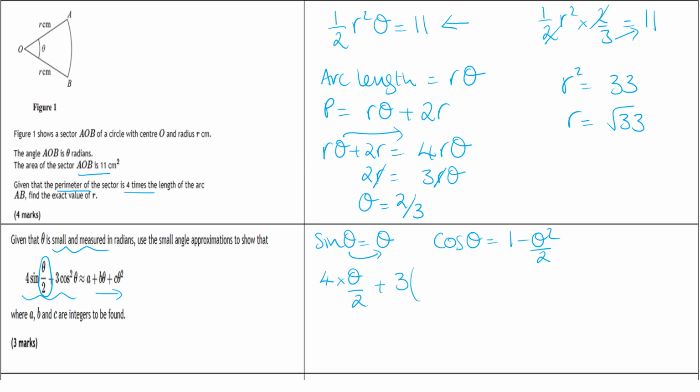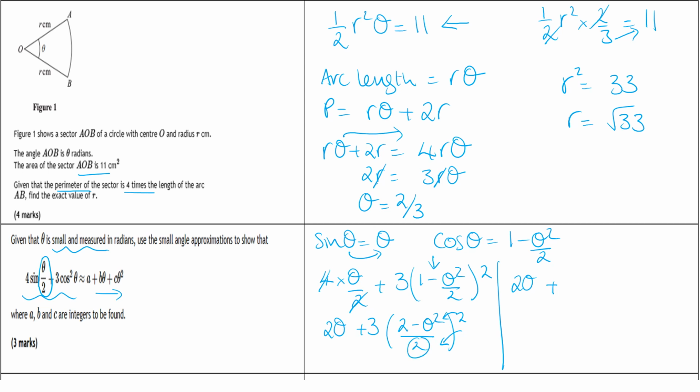3 cos squared, which is going to be 1 minus theta squared all over 2, all squared. So the 4 will cancel with the 2 and we'll get 2 theta plus 3. Now I'm going to make this in the bracket have a common denominator, so that will be 2 minus theta squared all over 2, and that's all squared. So we need to square the top and square the bottom. So this is going to be 2 theta plus, now the 2 on the bottom squared is going to be a 4, so that's 3/4.